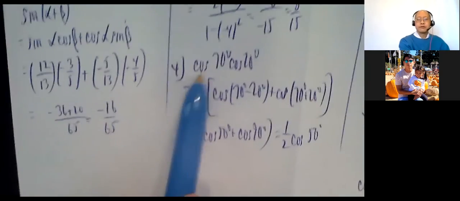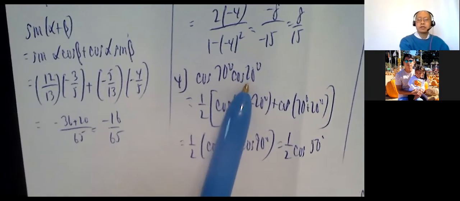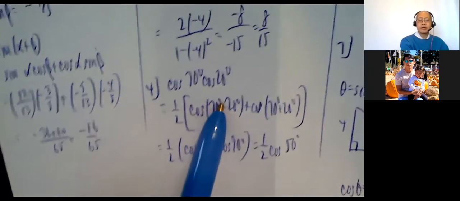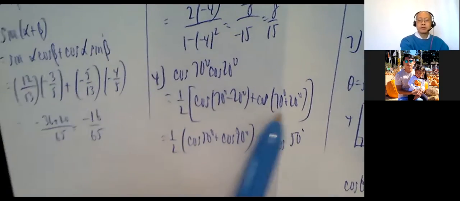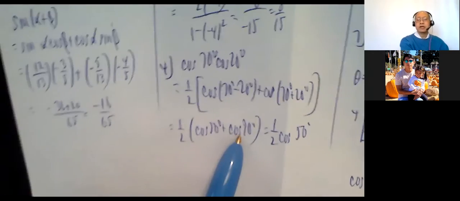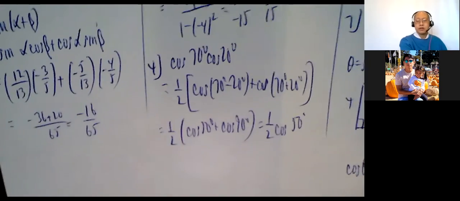Number 4, use the formula for cosine 70 degrees, cosine 20 degrees. Look it up on your table. 1/2 cosine of 70 minus 20 degrees plus cosine of 70 plus 20 degrees. That's cosine 50 plus cosine 90, but cosine 90 is 0. So the final answer is 1/2 cosine 50 degrees.